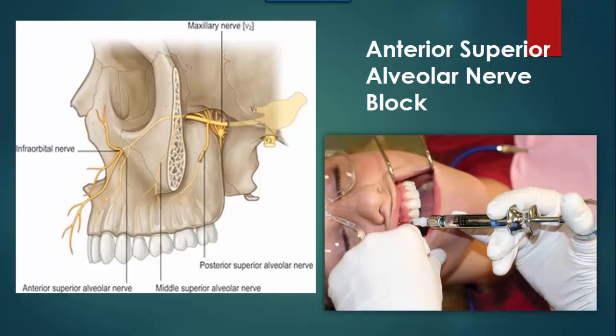Bone should not be contacted for this injection. Once at the target site, aspirate twice, then deposit about 1/3 to 1/2 of a cartridge at a rate of about 1 cartridge a minute.